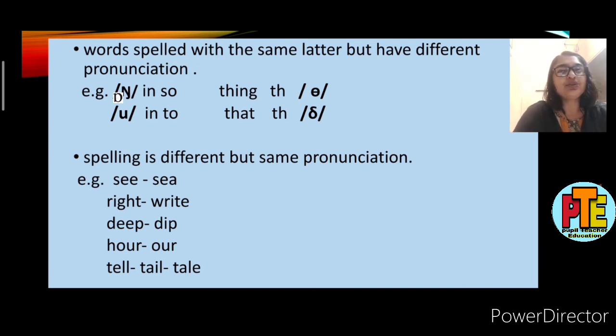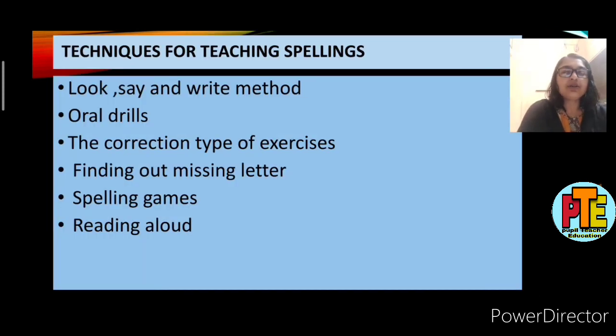The teacher can use the following techniques for teaching spelling. The first technique is the look, say and write method. The teacher writes on the blackboard and asks the students to say the words with spellings. Then the students say the word and copy it in their notebook. Here, visualization of the word, or picturing the word in mind, is expected.